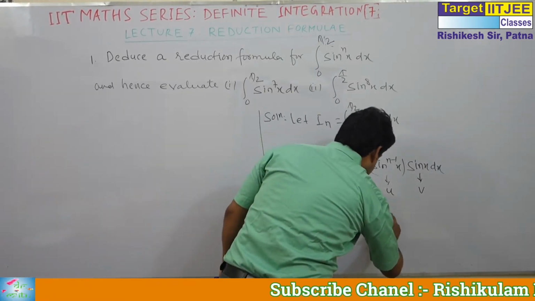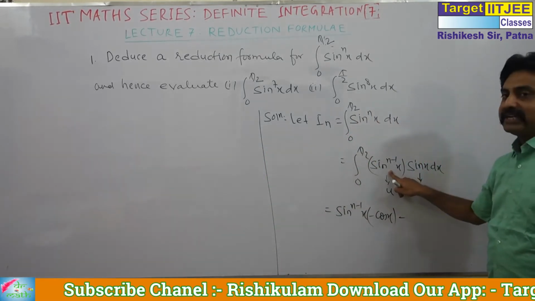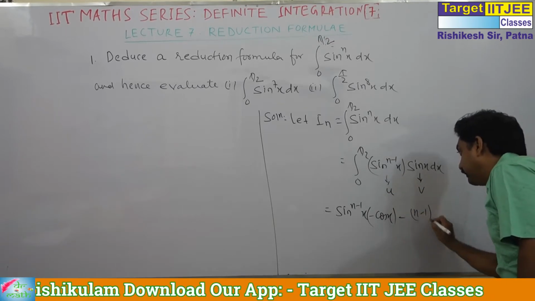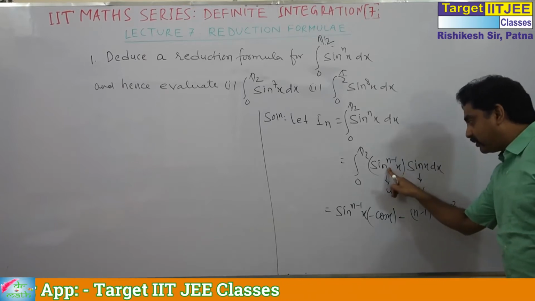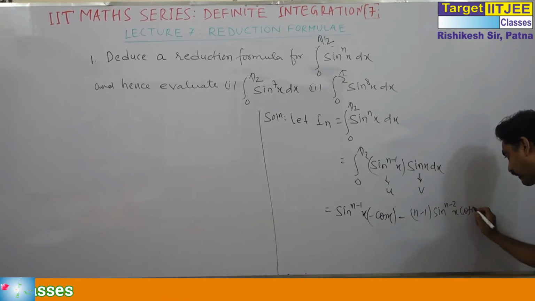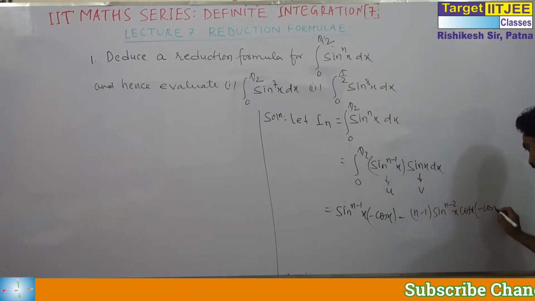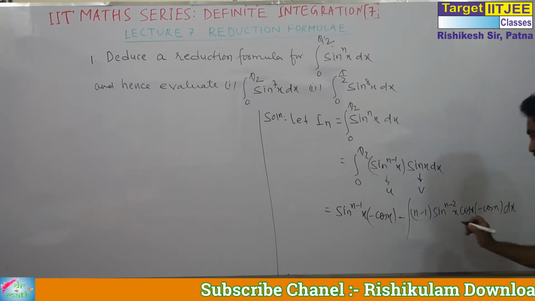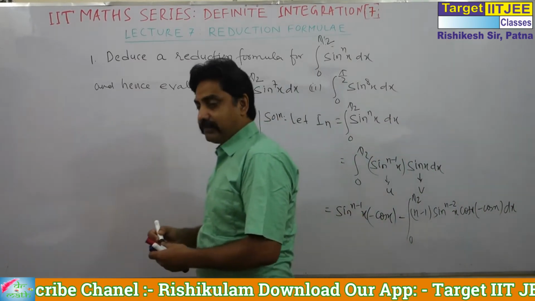Integration of sine x is minus cos x, minus integration of the differentiation of first function. What is the differentiation of this? n minus 1 sine to the power n minus 2 x, and with chain rule, the differentiation of sine x is cos x, then the integration of this is minus cos x, and the whole thing is integrated again from 0 to pi by 2. I think you got it. I haven't written the first step, just the second step.